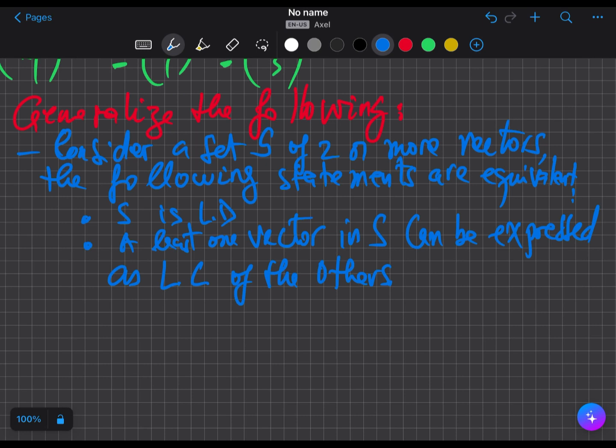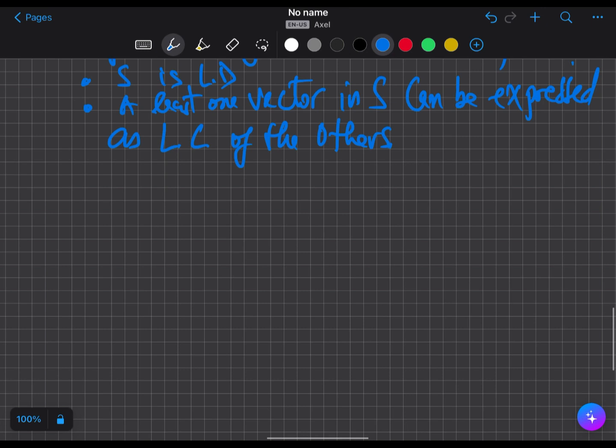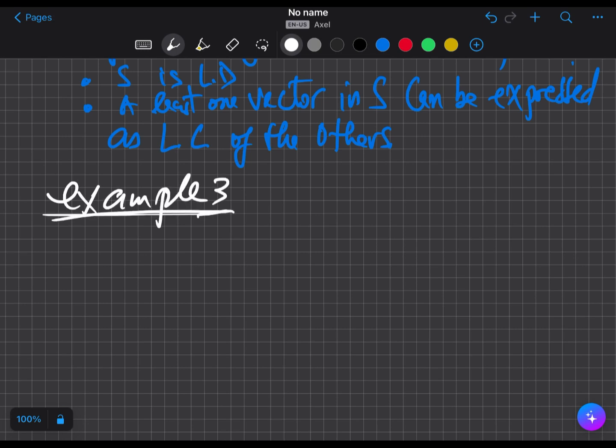So a set of vectors is said to be linearly dependent if one of the vectors in the set can be written as a linear combination of the vectors that are in the same set. Now, if you want to answer the third example, let's do it, guys. Let's do it.